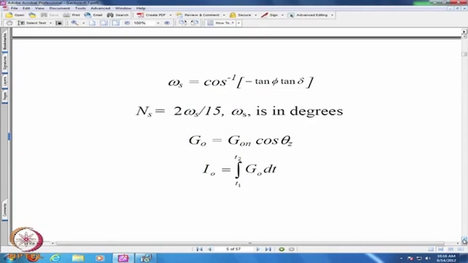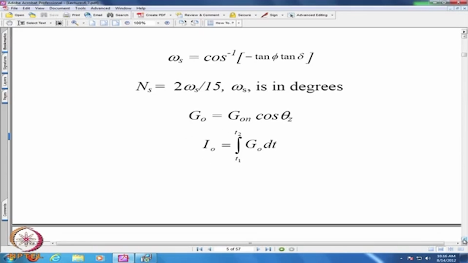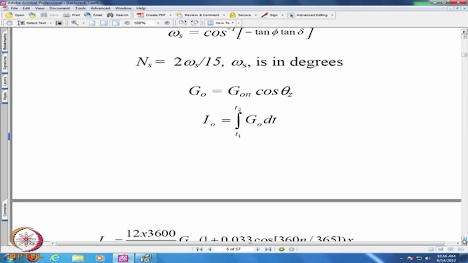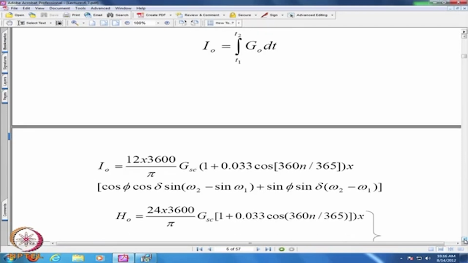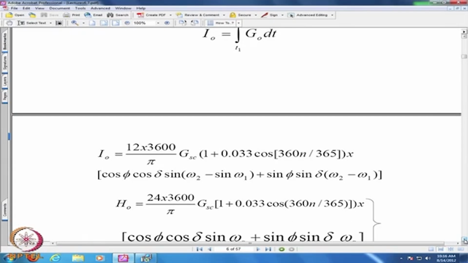Over a period of time between T1 to T2, I0, generally defined for a period of 1 hour, is obtained by integrating G0 in the time interval of T1 to T2. And in terms of the corresponding hour angles omega 1 and omega 2, you can express I0 by the following expression, where you have put GON cos theta z, and GON is related to the solar constant and 1 plus 0.33 etcetera, and this is what you will get as I0.